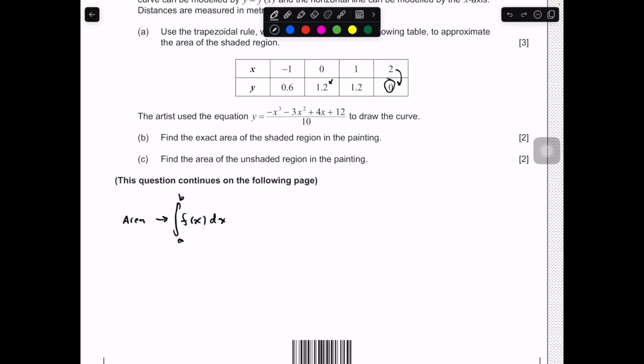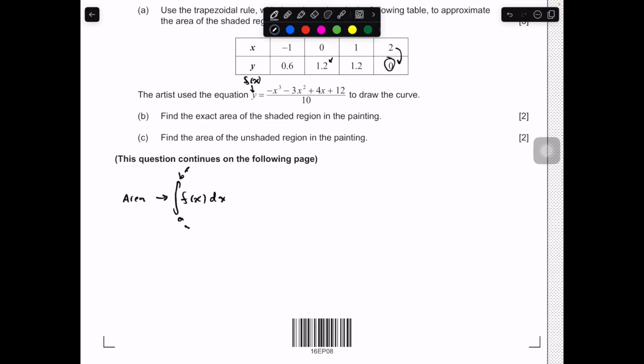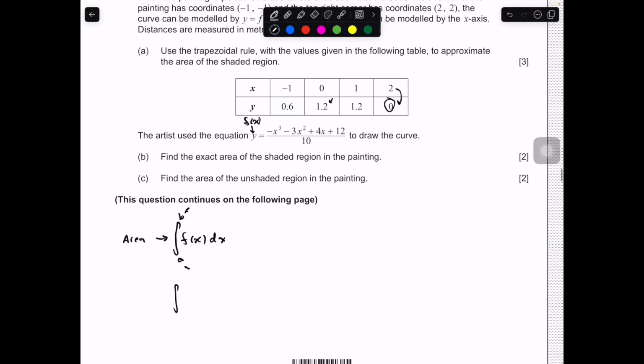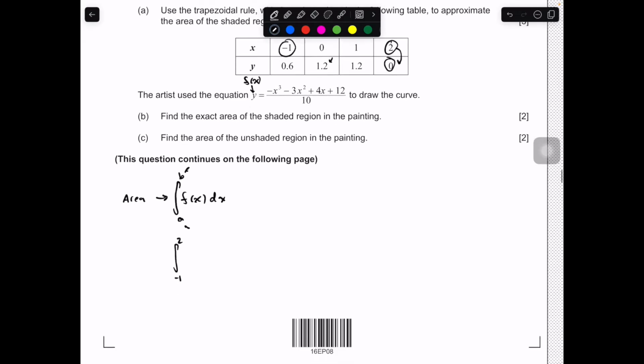All right, so this is our function right here. This is our f of x. In this case, we should be able to just plug this in, and if we know our starting point and our ending point, we should be able to find the exact area of the shaded region. So let's go ahead and work that out. Our starting point is -1, that's our lower bound, and we're going to go all the way up to 2. That's going to be our upper bound.